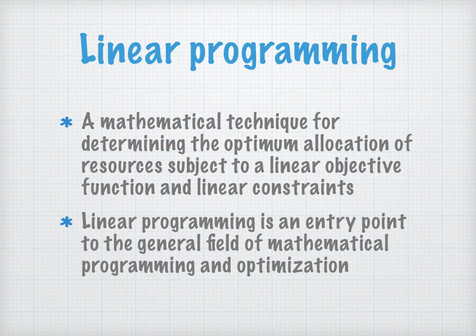So the first word linear in linear programming comes from the notion that there are linear constraints and a linear objective function. Linear programming is an entry point to the general field of mathematical programming or optimization. There are many other tools in the optimization area that build on the principles of linear programming that were established when it was first introduced. For linear programming, the word programming means an algorithm, a set of steps for solving a problem to give a particular solution.